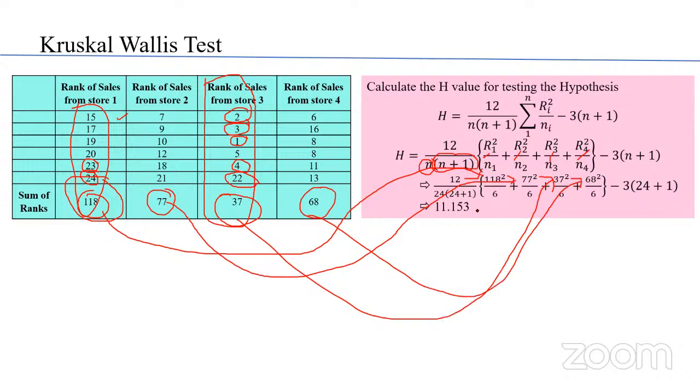Since all the stores have only 6 observations, it is 6, 6, 6. Suppose you have 7 observations, you would just divide by 7 in those cases. Under such circumstances, 6 plus 6 plus 7 plus 7 will become 26. So this will become 26, and this will become 26, and this also will become 26. Okay, so the calculated value has come as 11.153.